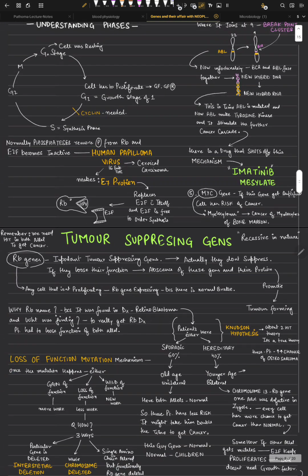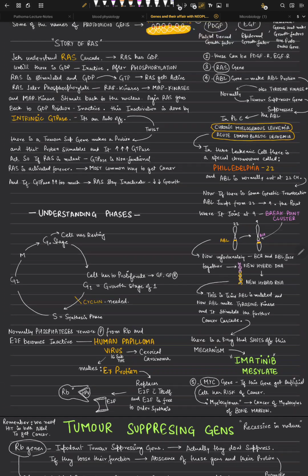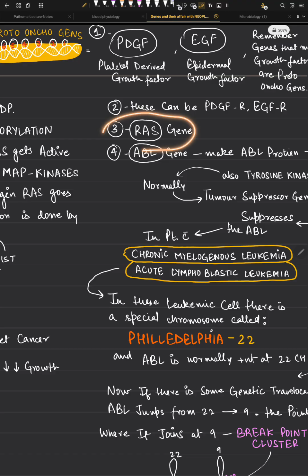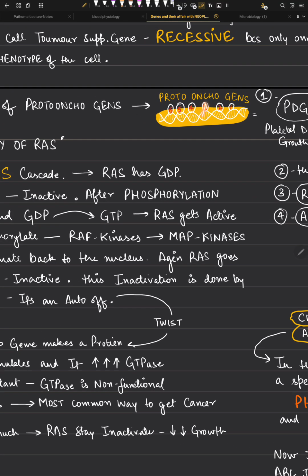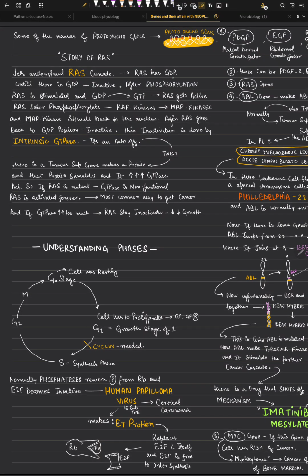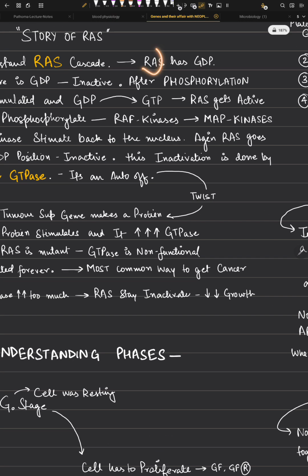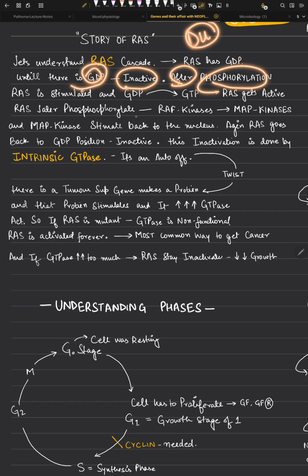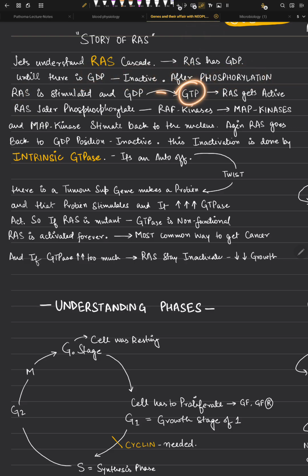Okay, so I hope we understand this whole proto-oncogenes story. Now let's talk a little bit about RAS genes, right? The number 3. These are also proto-oncogenes. Let's understand the RAS cascade. RAS has GDP, right? Until there is GDP, which is a diphosphate, it's a low energy state, it's inactive. After phosphorylation, the RAS gets activated and the GDP converts into GTP, triphosphate, right?